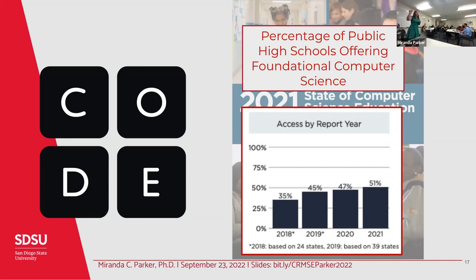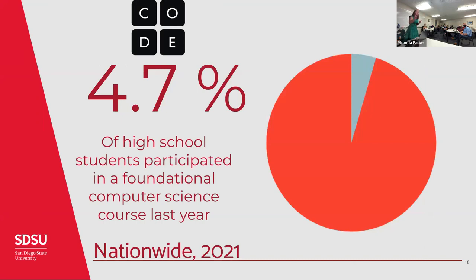Last year's report revealed only 51% of high schools across the whole country teach any foundational computer science course. Half. So that's how many schools are just offering the course. So that then begs the question, how many students are taking it if only half have it? And let's do that. 4.7. It's a small piece of the pie going on here. 4.7% of all high school students participated in a foundational computer science course last year, 2021.